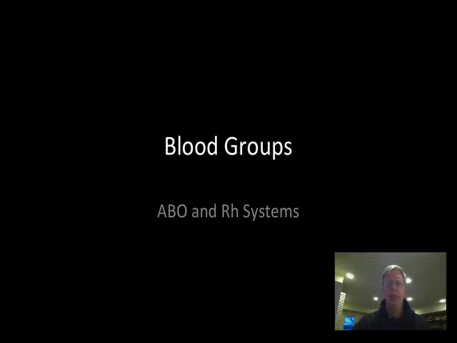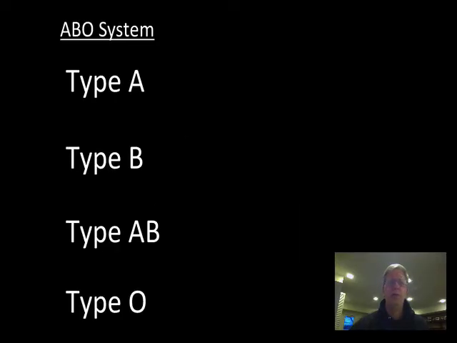Today I'd like to talk to you about blood groups, and particularly the ABO and Rh systems. These two systems are by far and away the most common of the blood type systems. There are others. In fact, there are about 30 other different blood groupings, but we're going to focus our attention on the two most common blood type systems, the ABO and the Rh systems.